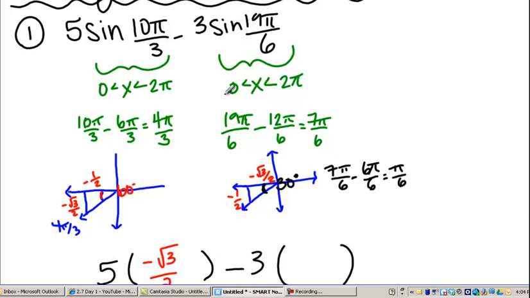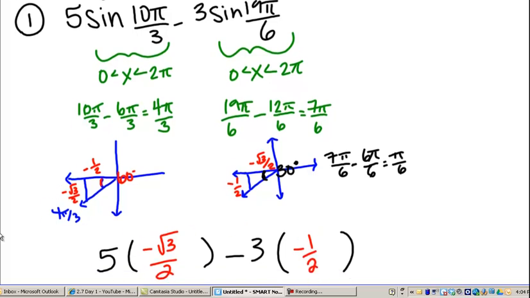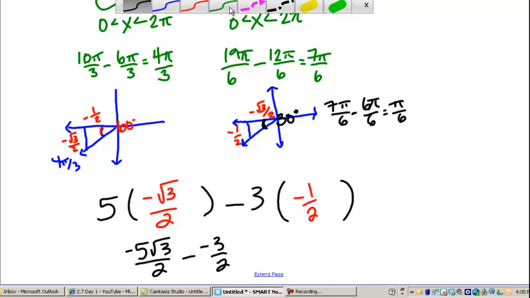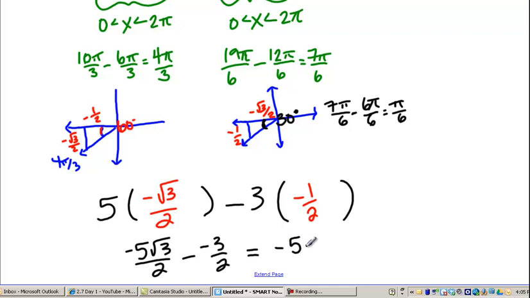Okay, sine, again, is just our y value. So we got the square root of 3 over 2. Okay, now we just treat this like any old regular algebra 1 problem. You multiply, so you got negative 5 square roots of 3 over 2 minus negative 3 over 2. When you subtract a negative, it's like you were adding. And we can combine under, because of the same denominator. So that is our answer right there.